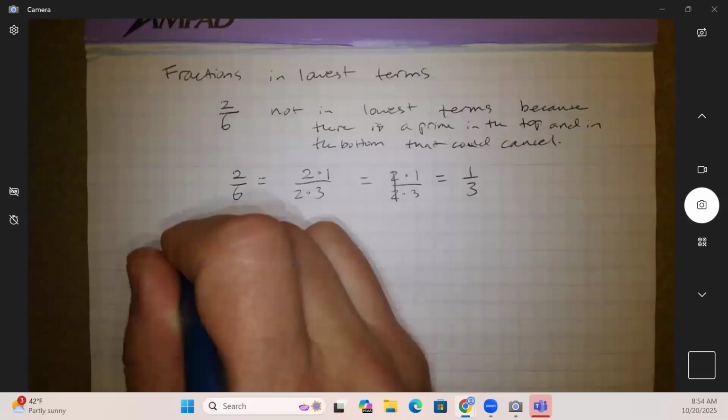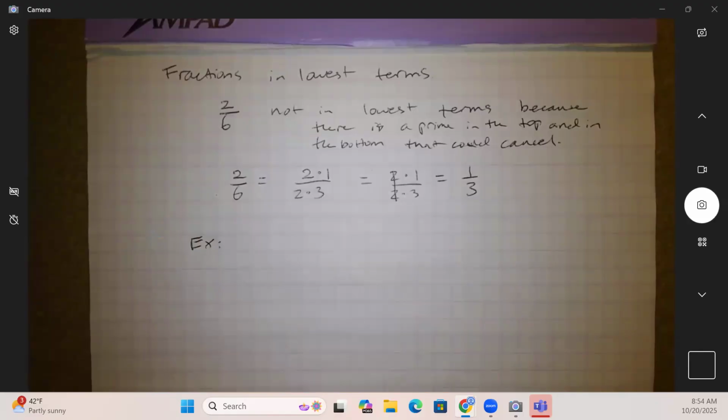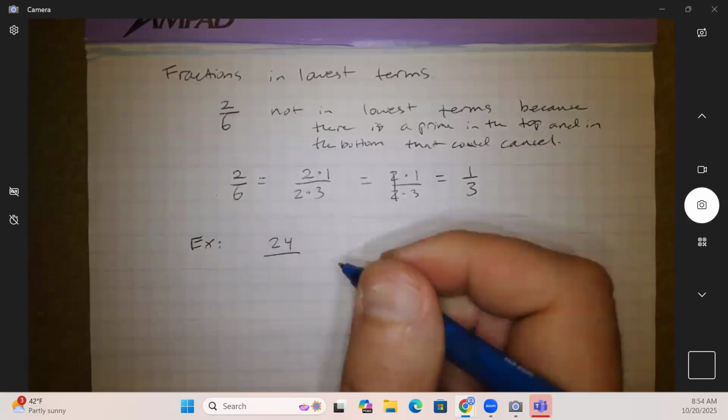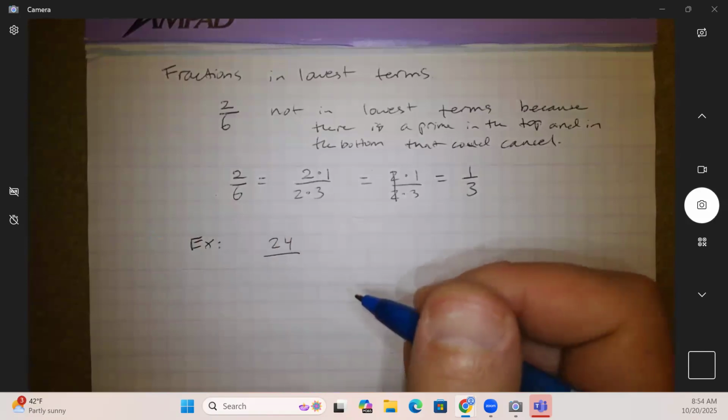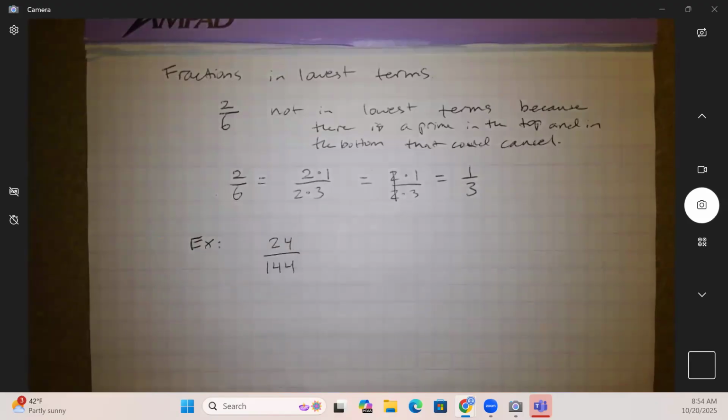Let me just do another example. Let's look at 24 over 144. I notice both the top and bottom are even, so I definitely know that this fraction's not in lowest terms yet. How do we get in lowest terms? I find the prime factorization.